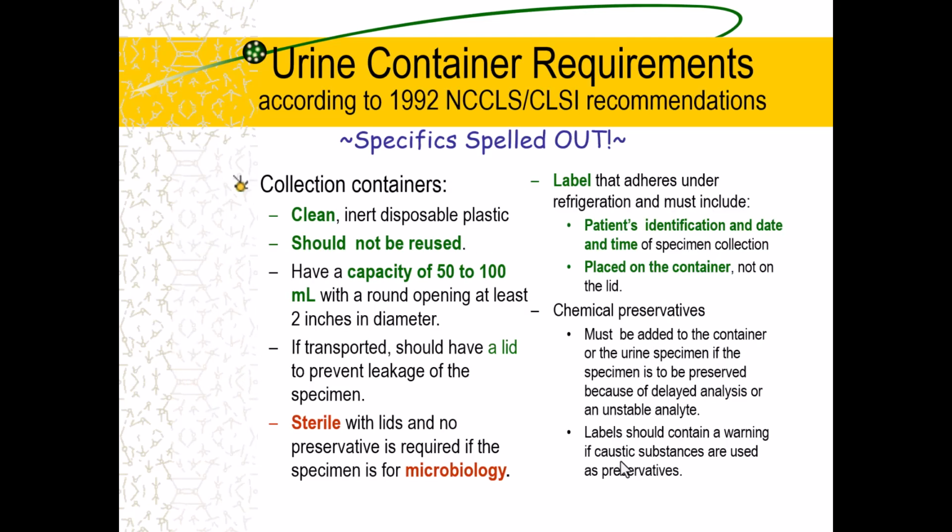Urine container requirements. These are actually spelled out. It must be clean, inert, disposable plastic, and should not be reused. Now, these are US requirements. Some countries have different rules. It must have a capacity of 50 to 100 mL with a round opening at least 2 inches in diameter. If transported, this is my favorite, it must have a lid to prevent leakage.